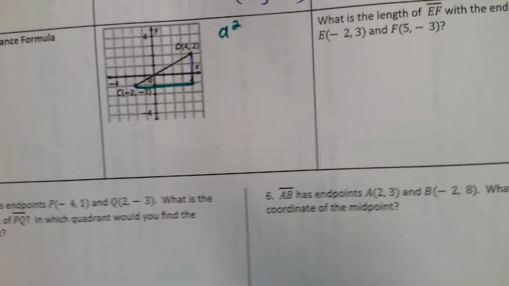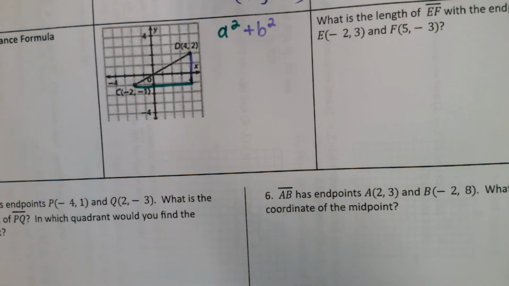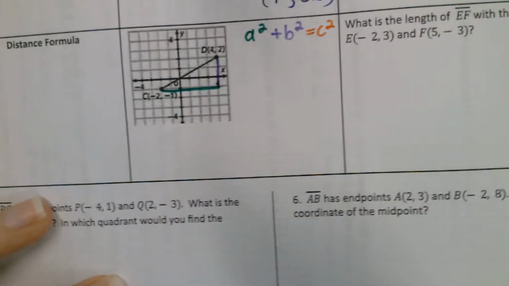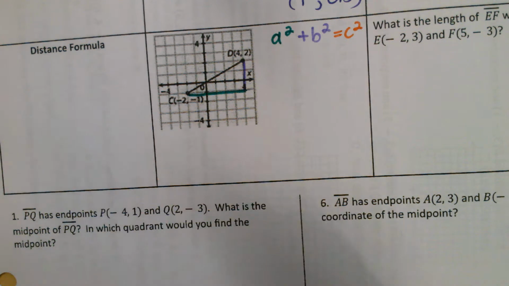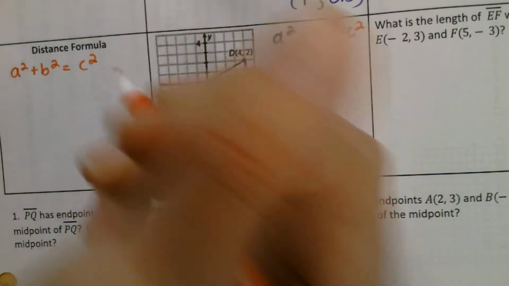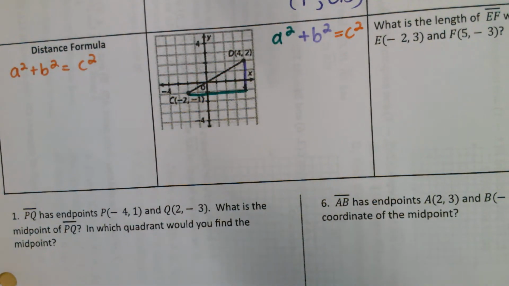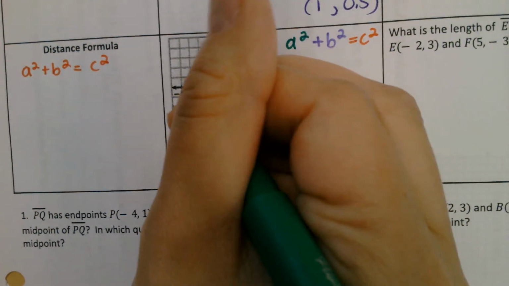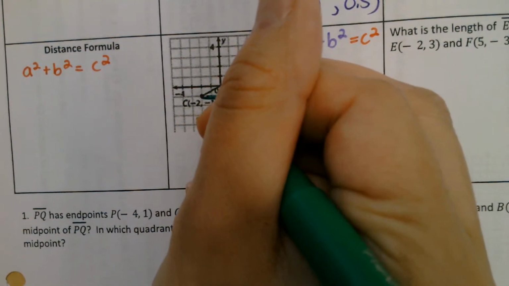So Pythagorean theorem is a squared plus b squared, we're going to write it right here first, equals c squared. Yeah, you can write it actually here too. So you can use Pythagorean theorem, a squared plus b squared equals c squared. But we're going to derive the distance formula using this. So we're going to find the distance formula using Pythagorean theorem. So in this case, my a is going to be the distance between the two x's. So what is your a here?